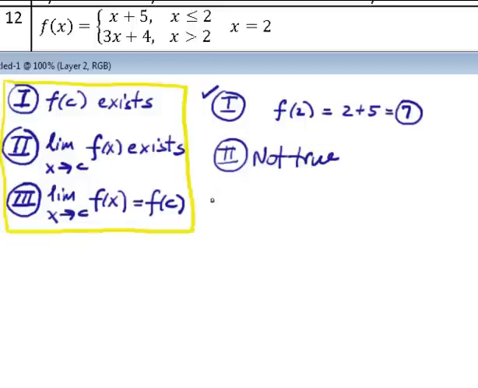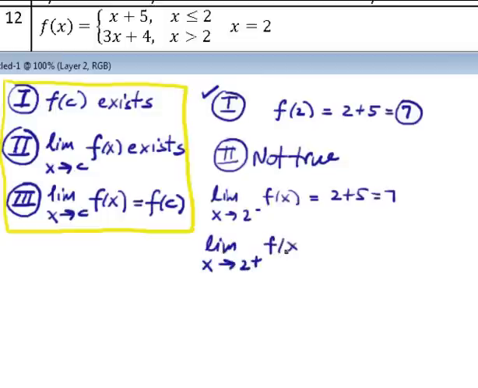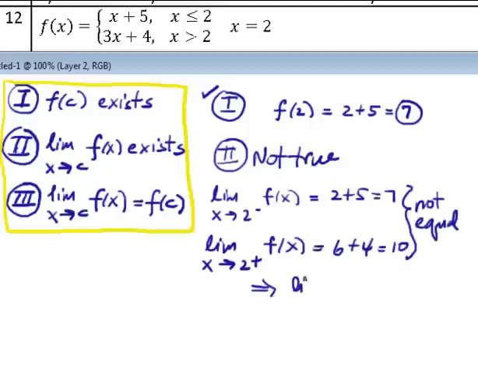We have to say the limit as x goes to 2 from the left of f of x is equal to, substitute into here, 2 plus 5 equals 7. And the limit as x goes to 2 from the right of f of x is equal to, substitute into here, and we have 3 times 2, that's 6 plus 4, equal 10. All right, and so these are not equal, which implies that the limit as x goes to 2 does not exist.